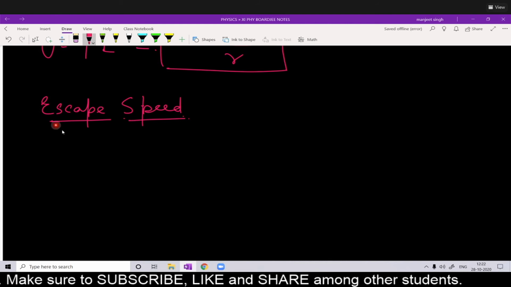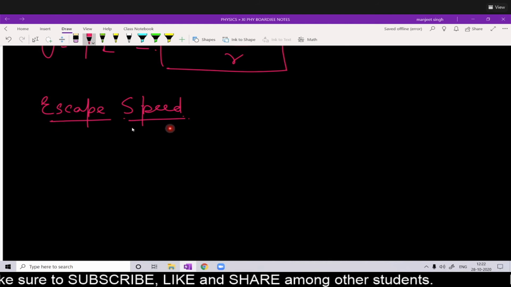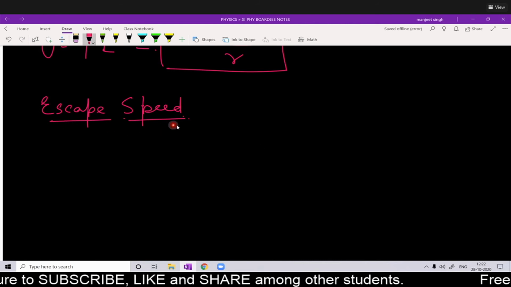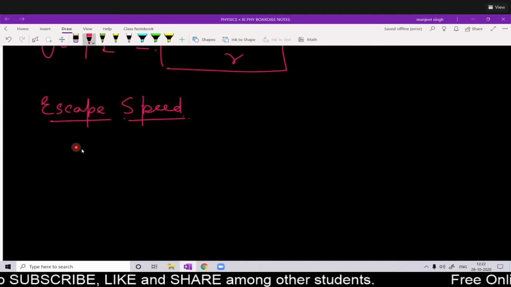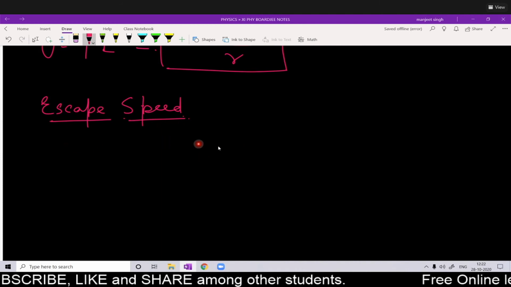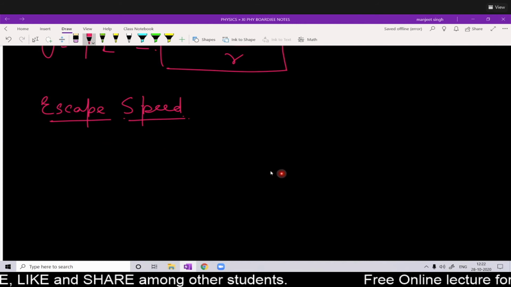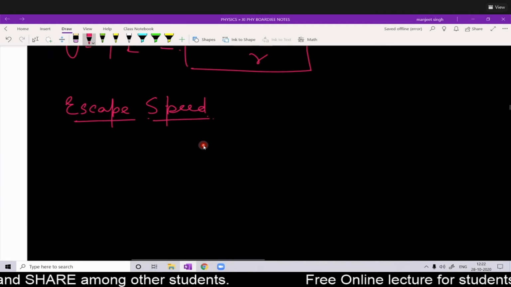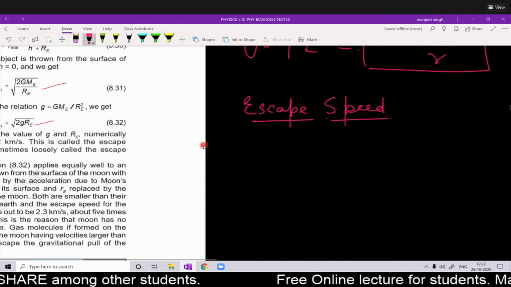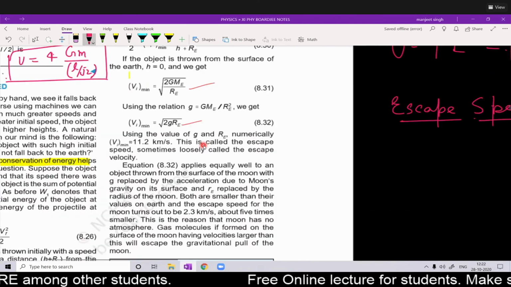So the rocket gives the satellite the speed known as escape speed. So a body which is thrown out of the gravitational field of earth such that it never returns on earth is known as the escape speed, the minimum speed by which the body should be thrown so that it should not return. So how do we define it?